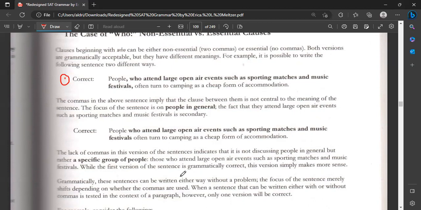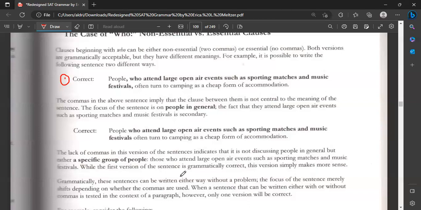So it says, when we cross out the non-essential clause, people often turn to camping as a cheap form of accommodation, right? Now, I want you guys to know that when you do that, there's something that I want you to see, and let me know if you see it once I'm done explaining. When you read the sentence as "people often turn to camping as a cheap form of accommodation," imagine you didn't have this non-essential clause.